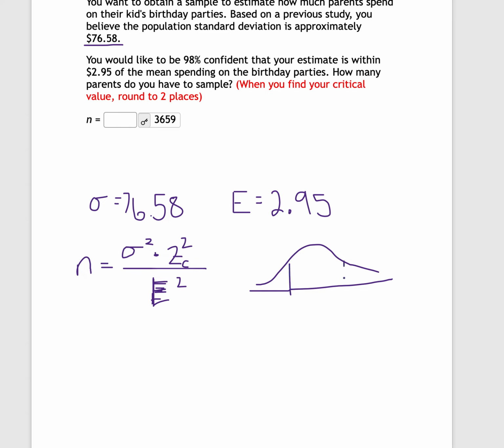Now, according to this problem, we want 98% of the data to fall within the interval in that center area. And if we split the remaining percent between the two wings, each wing is going to contain 1%. So when I'm looking for my z critical and I'm looking to see how far out in terms of standard deviations I am from the mean, I'm going to use inverse norm and I'm going to put in 1% for my area.